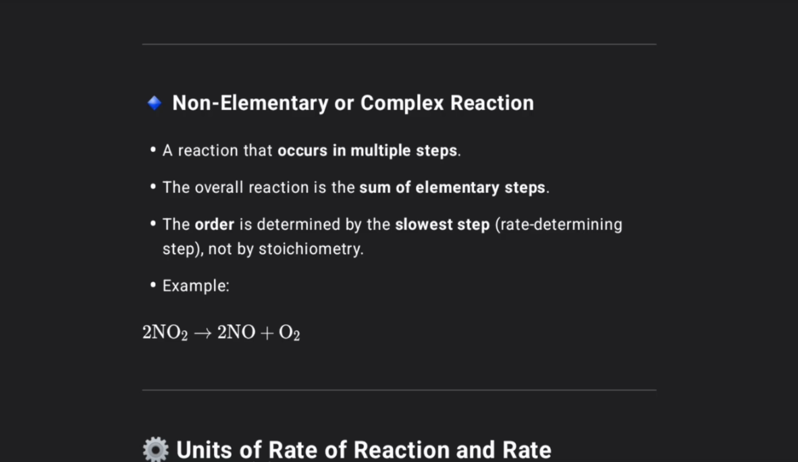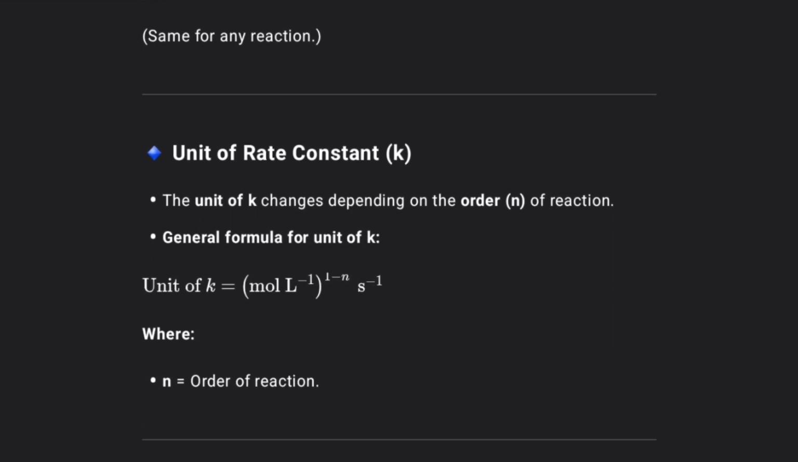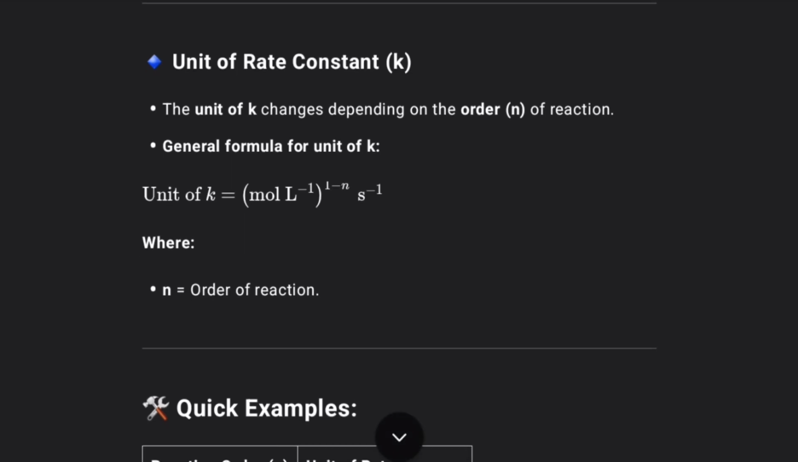Units of rate of reaction and rate constant K. The unit of rate of reaction is always mol L^-1 s^-1, the same for any reaction. The unit of rate constant K changes depending on the order n of the reaction. The general formula for the unit of K is (mol L^-1)^(1-n) s^-1, where n is the order of the reaction.